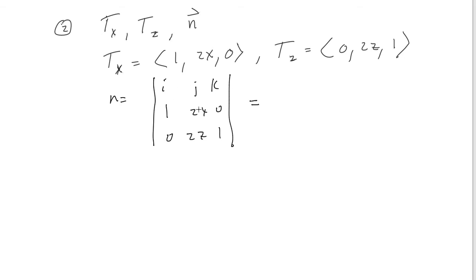So covering up i, we get 2x minus 0, so that gives us 2x. Okay, remember this, we have to worry about a negative for the j. So covering up j, you get 1 times 1 minus 0. So that 1 times 1 gives us 1, but since the j is negative, that's negative 1. Covering up the k column and row, you get 2z minus 0, so that's 2z. Okay, so there's our normal.